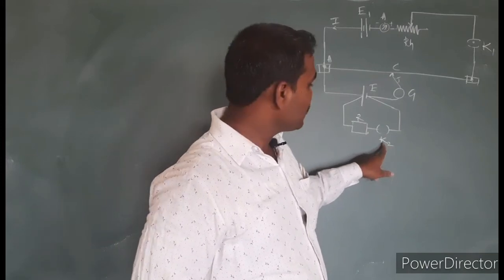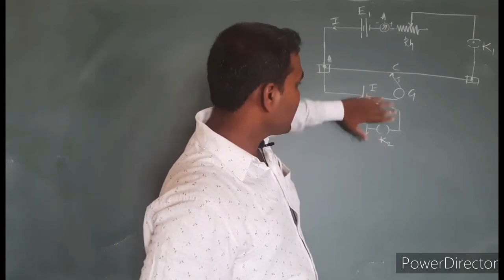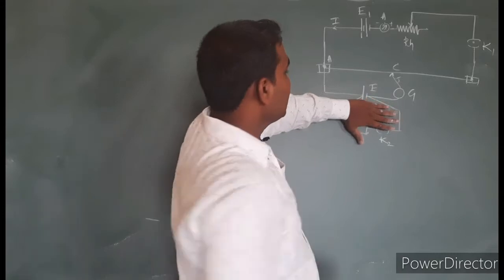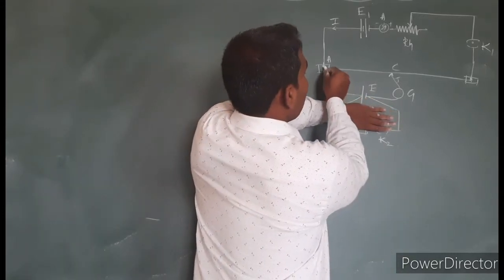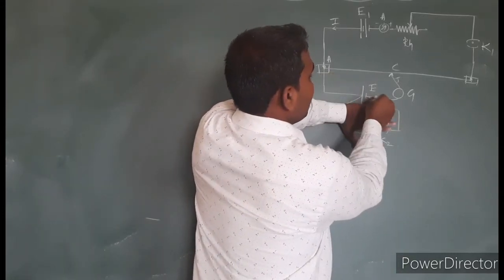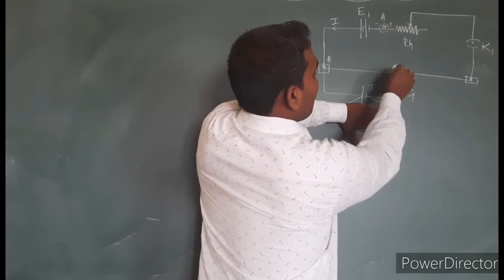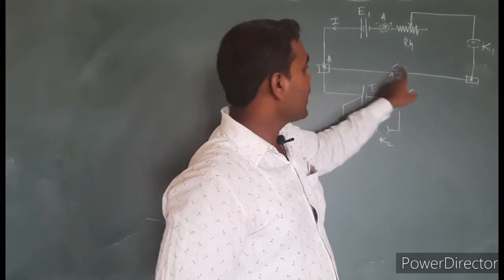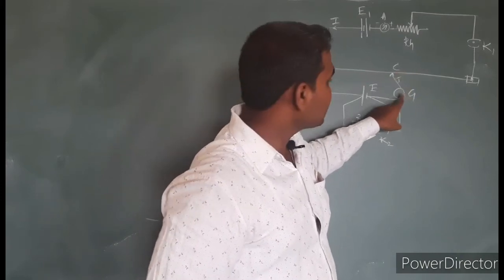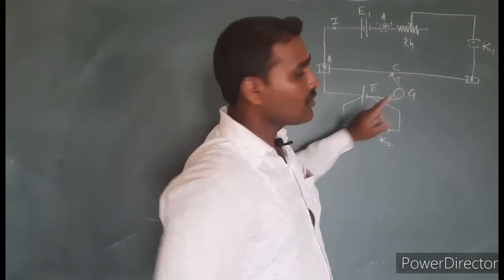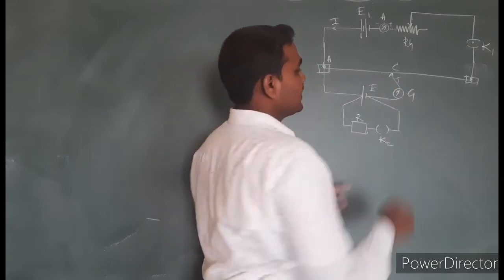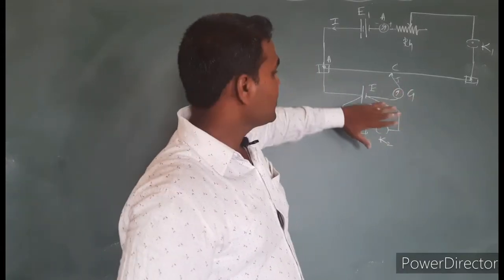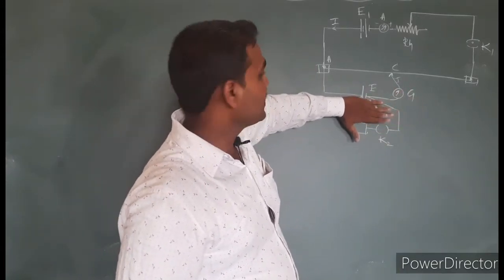When this K2 is not closed, there is no current flowing through this part of the wire. The current just flows from this point A through this cell E and then through the galvanometer to point G. I will place the jockey on the metal wire at point C such that the galvanometer deflection is equal to 0, just as we have discussed previously.